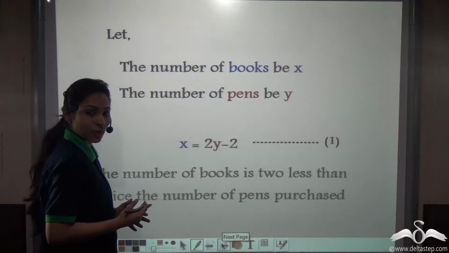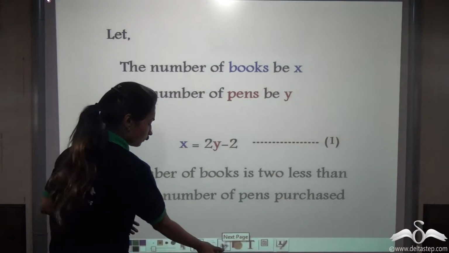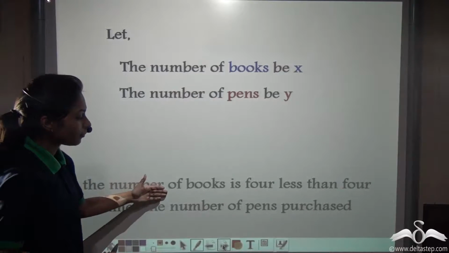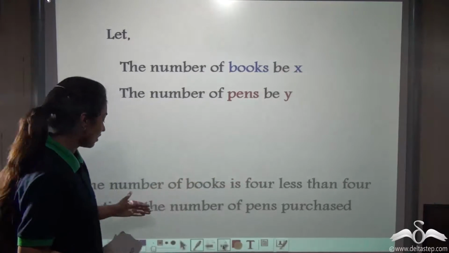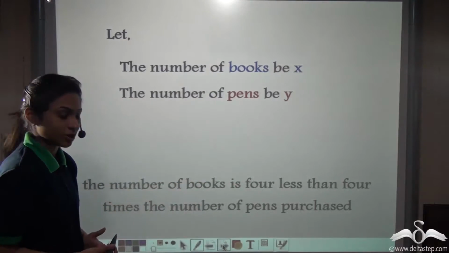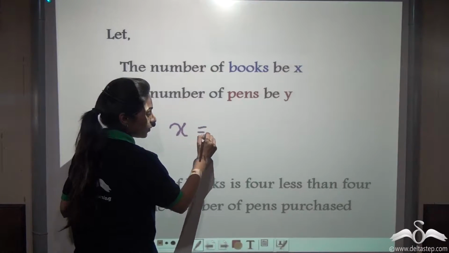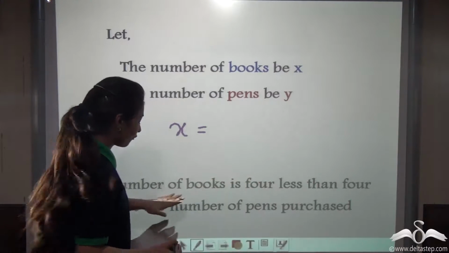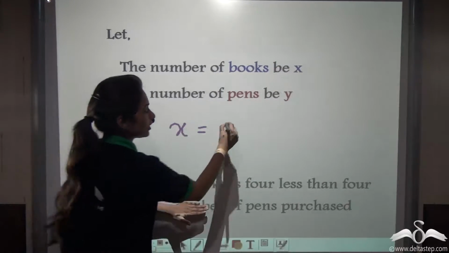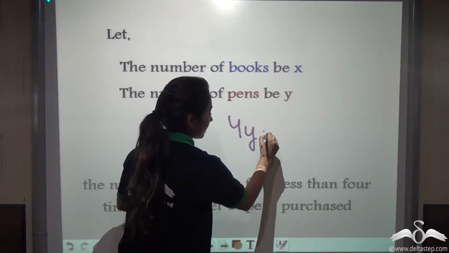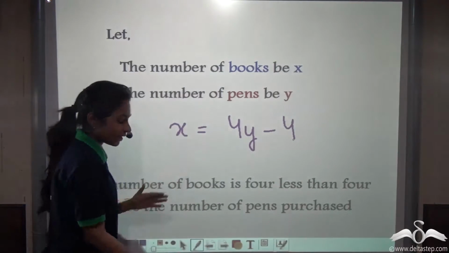Let's form the second equation with the second information given. The number of books is 4 less than 4 times the number of pens purchased. Again, the number of books, that is x, is equal to 4 less than 4 times the number of pens. That is 4 into y minus 4. So again we get our second equation.